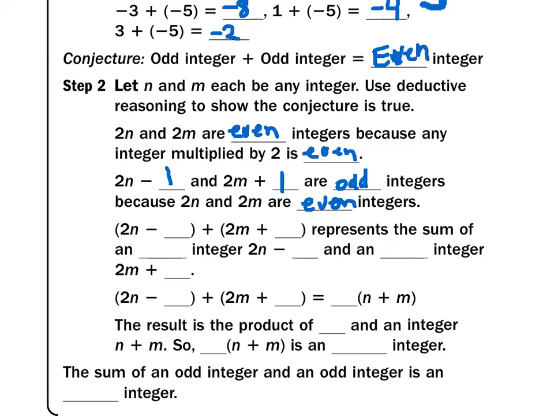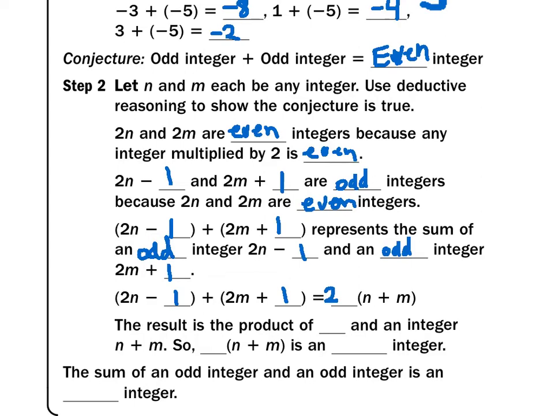So here's how to prove it. 2n minus 1 plus 2m plus 1 represents the sum of an odd integer, 2n minus 1, and an odd integer, 2m plus 1. Then let's write it all together. 2n minus 1 plus 2m plus 1 equals 2 times n plus m. Okay, do we see how we got that?